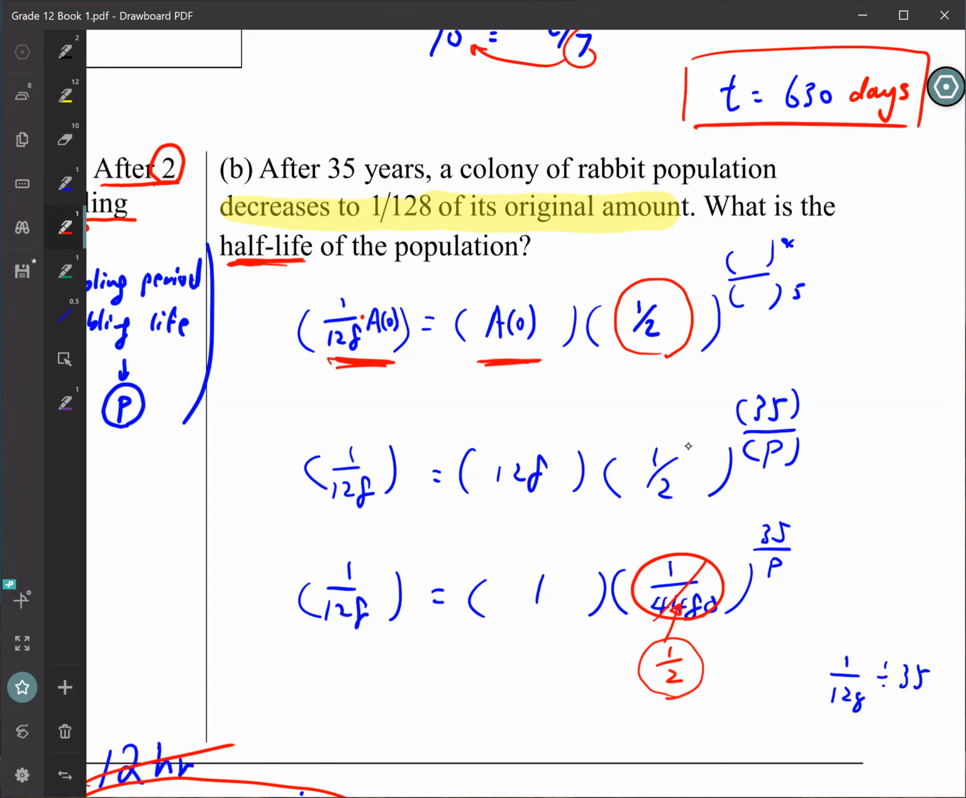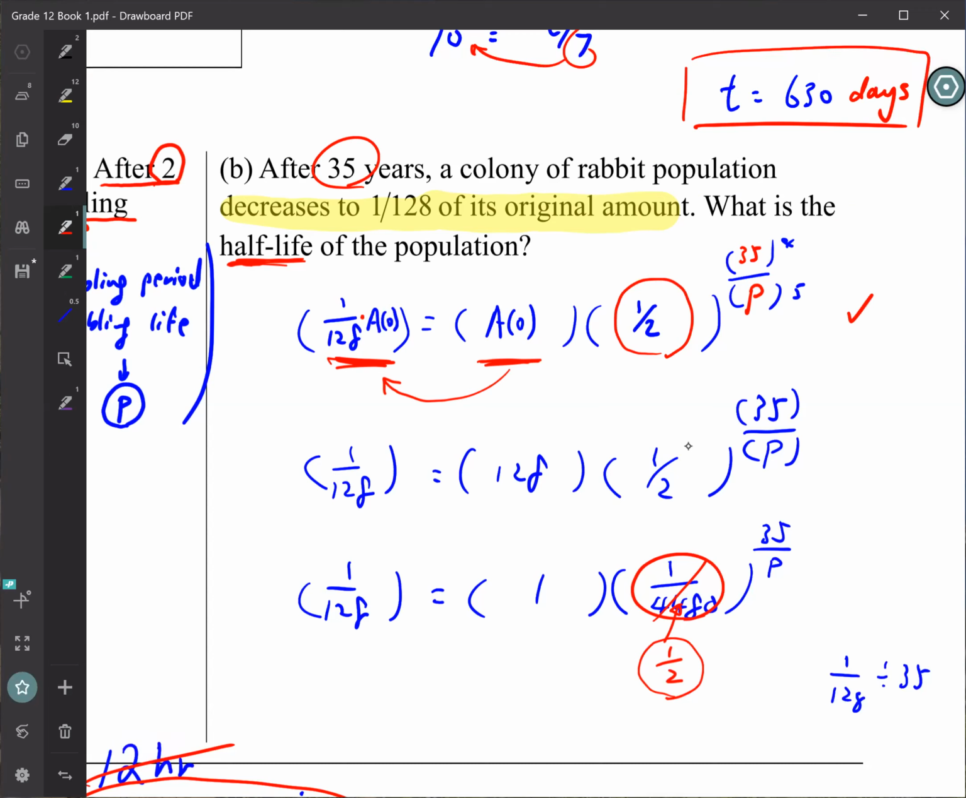Okay, and then number 4, I think number 4 is the total time, right? After 35 years, it changes from initial to final, it takes 35. So that part, I think everybody is fine. And we're looking for the life, right? Life period. So that's P. Okay, so then this way is okay, right?